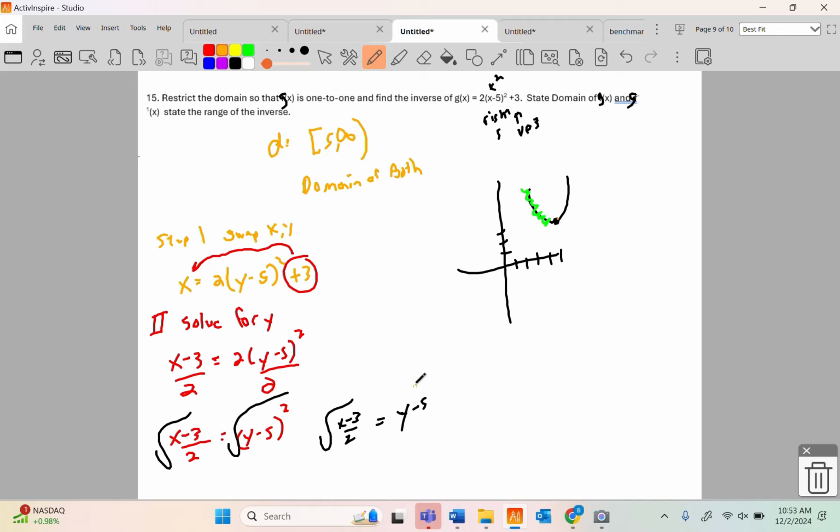And now we're going to move that 5 over to the left-hand side. We're going to change subtraction to addition. And we're going to replace y with the correct notation, the inverse. And that's what we end up with. All right, now state the domain and the range.